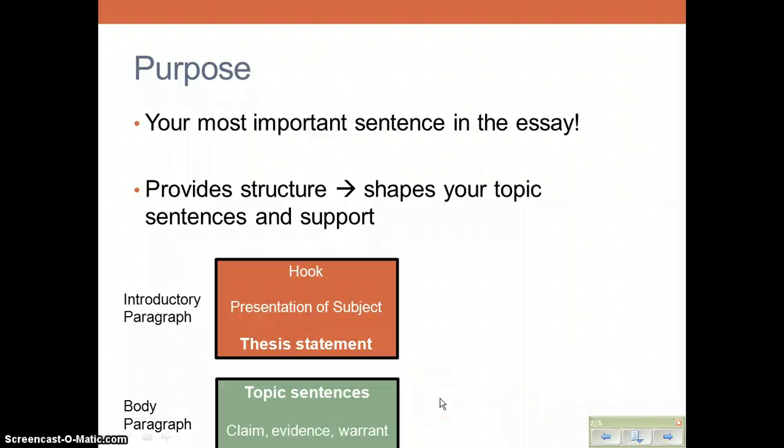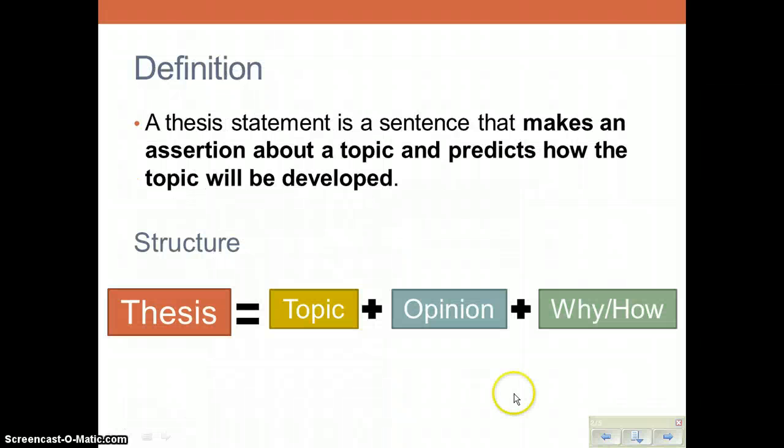All right, and then your thesis statement will end up shaping your topic sentences, and then your topic sentences help put together your claim, evidence, and warrants you use to back that up. So a thesis statement, if we define it, is really a sentence that makes an assertion about a topic and predicts how the topic will be developed.